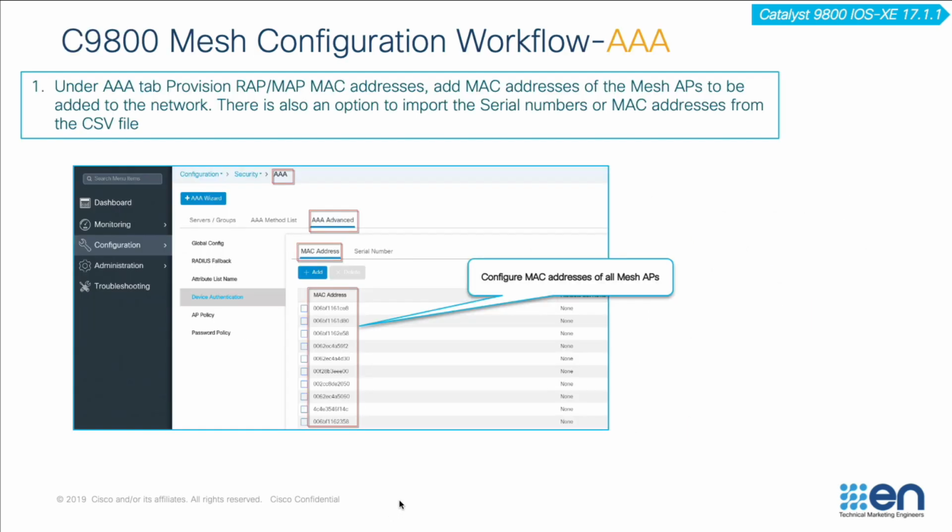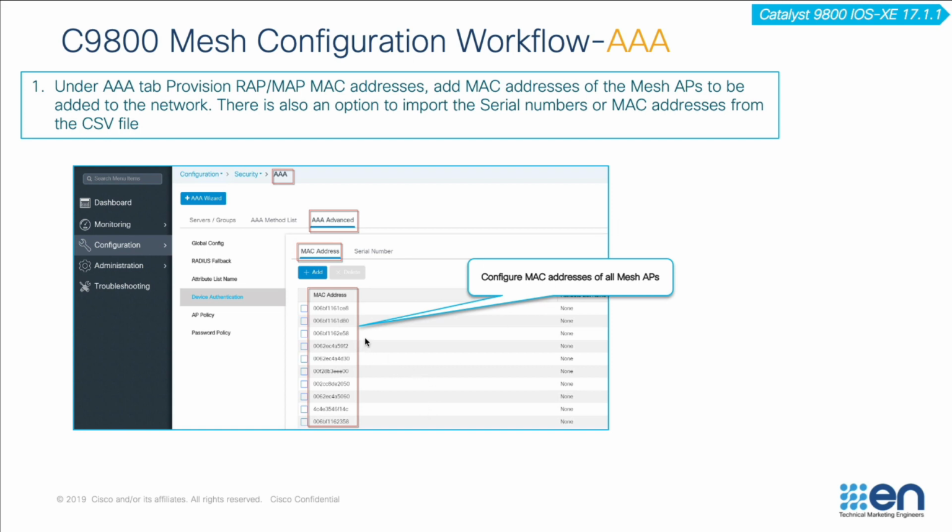Okay, so the first step would be to actually provision or deal with authentication and authorization of a mesh access point to the wireless controller. So again, there are several steps in provisioning of a mesh access point. It can be done via AAA server, or it can be done simply by setting up the MAC addresses of the indoor or outdoor mesh access points.